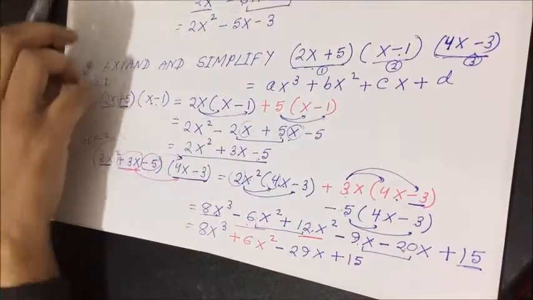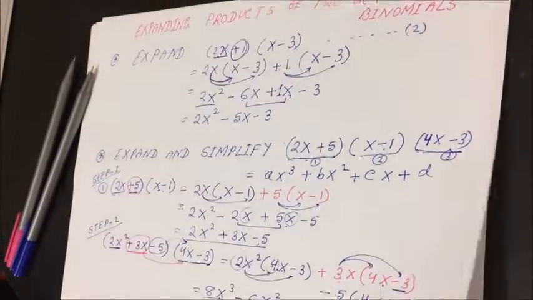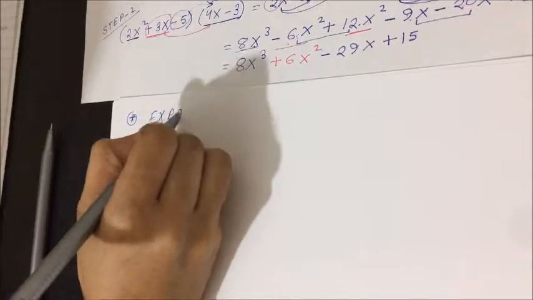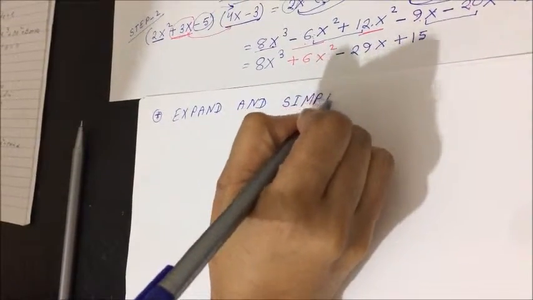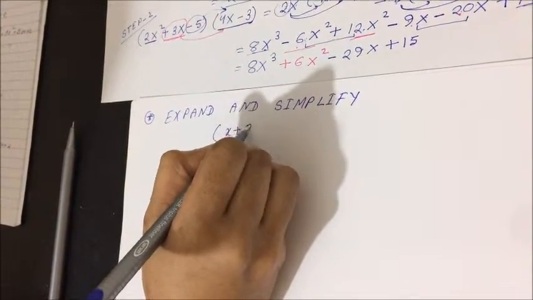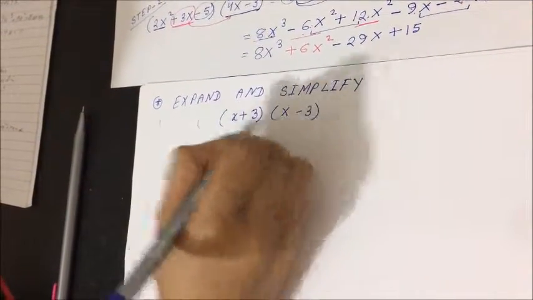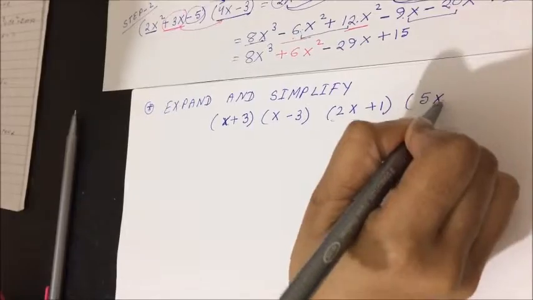If you got this one, then we can go for expanding the product of 4 brackets. Let's do one question like that. Let's do one expanding 4 brackets. If they ask us to expand and simplify x plus 3, x minus 3, 2x plus 1, 5x minus 6.